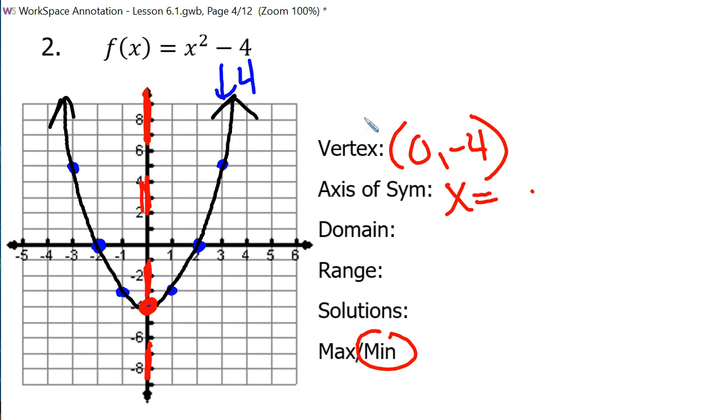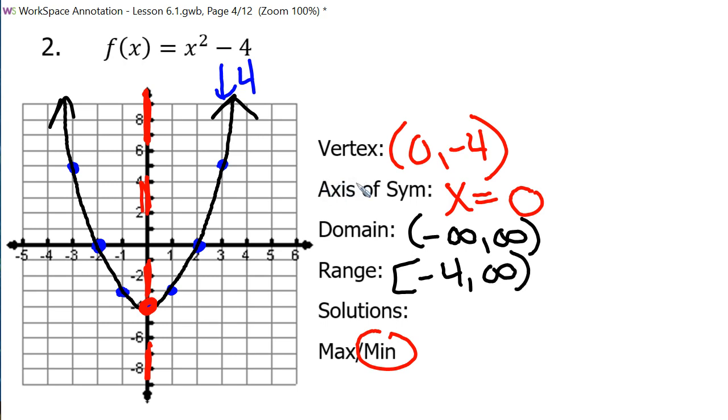Domain. What is the domain for all parabolas? Negative infinity to positive infinity. What does range mean? The y value. So look at your vertex. What is the bottom y value? Negative 4. And up at the top, what is the top y value? Infinity. So our range is negative 4 to infinity.